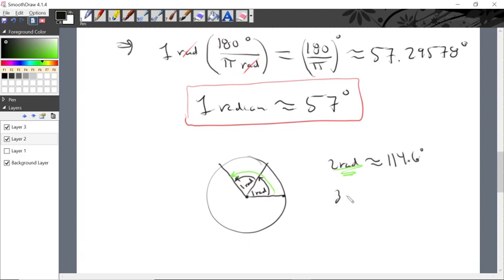What about 3 radians? Well, 3 radians would be this plus another 57.3 approximately. Notice that's almost 180 degrees. What's that about? Let's see, 160, 170. It's going to be like 171.9 degrees. So it's a little bit less than 180 by the time we get to 3 radians.